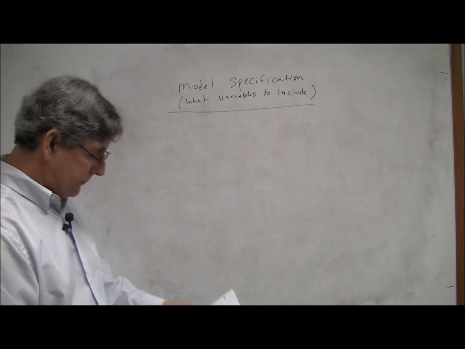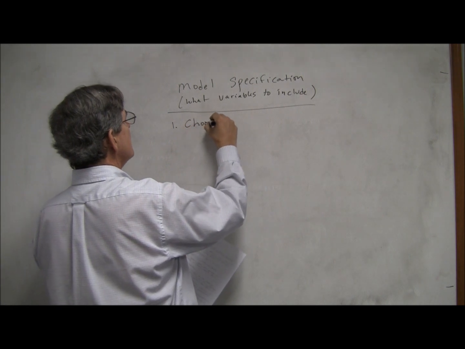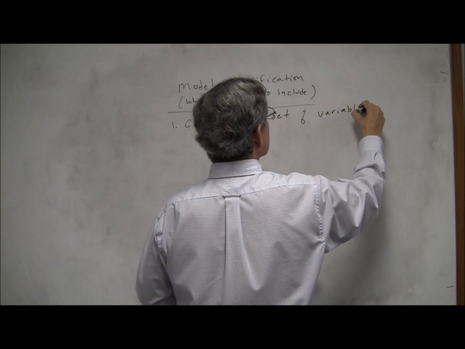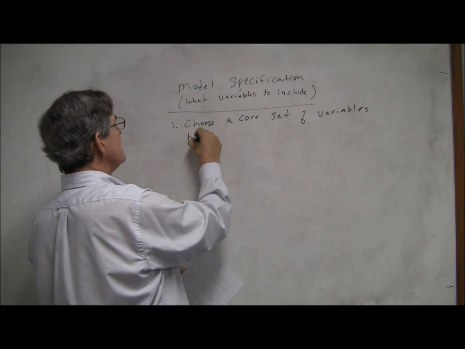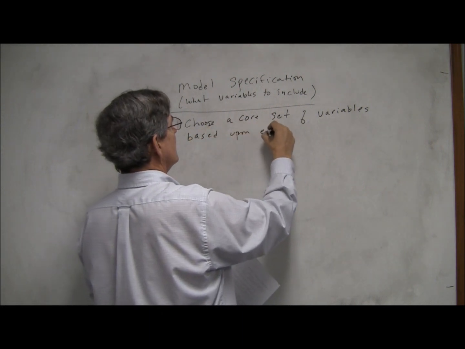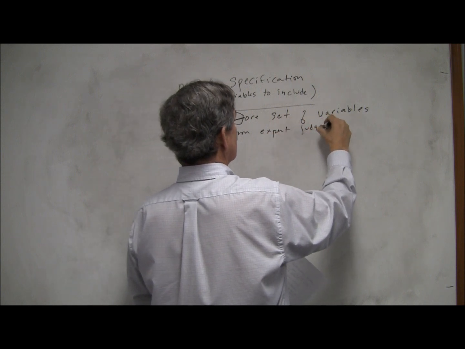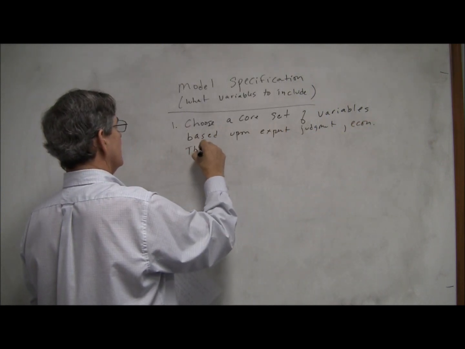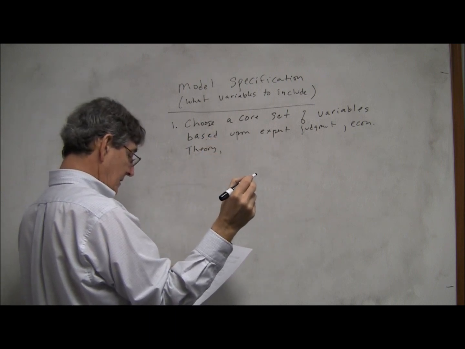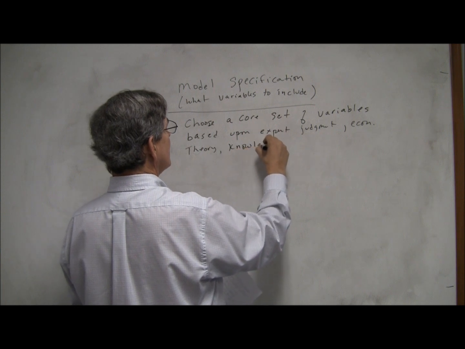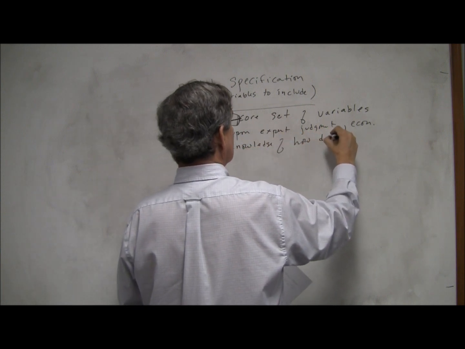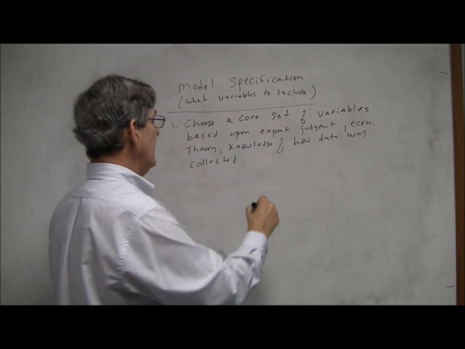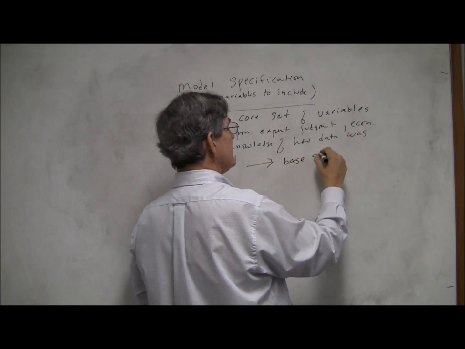Well, one, you should choose a core set of variables. So you can usually figure out your core set of variables based upon expert judgment, economic theory, knowledge of how the data was collected, and what that gives you is a base specification.